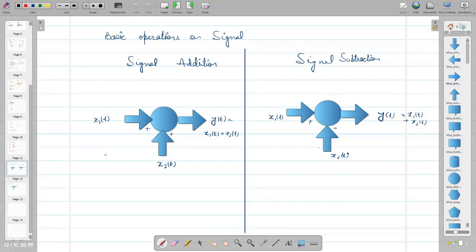Under the term of basic operations, in this video we are going to cover two more basic operations. One is signal addition and another is signal multiplication. In signal addition we are having two branches.